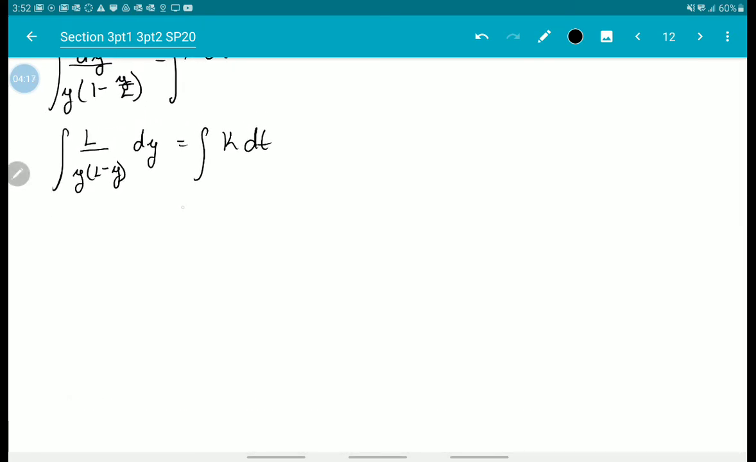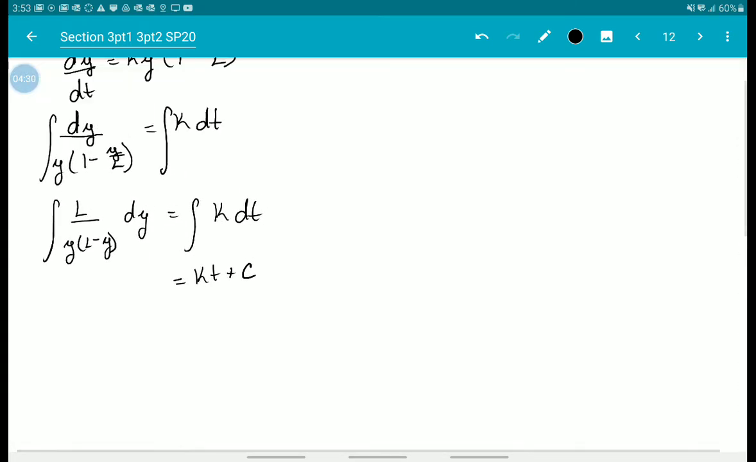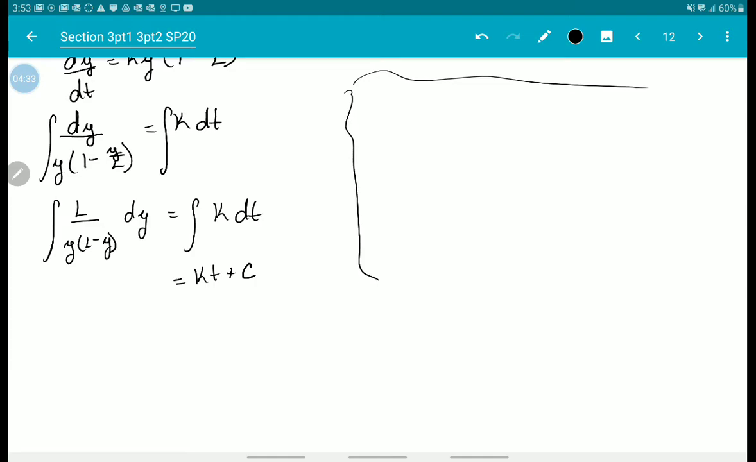So integrating the right-hand side is easy. That's just going to be kt plus the constant of integration, which I'm going to choose to put on the right-hand side. The left-hand side is going to involve partial fraction decomposition. So let's do that on the side over here. We have L over y times L minus y. And we have non-repeated linear terms. So our setup's going to be a over y plus b over L minus y. So L has to be equal to a times L minus y plus b times y.